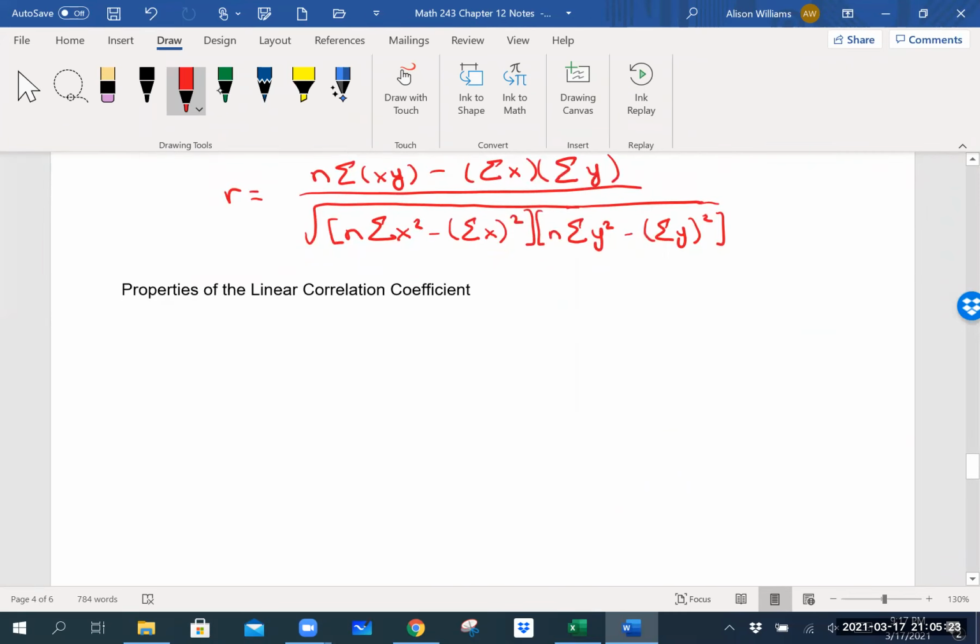Okay, so the linear correlation coefficient R is always between 1 and -1. So it never exceeds those values. So the closer it is to 1 or -1, the stronger the linear relationship. So the closer R is to 1, the stronger the positive linear relationship.